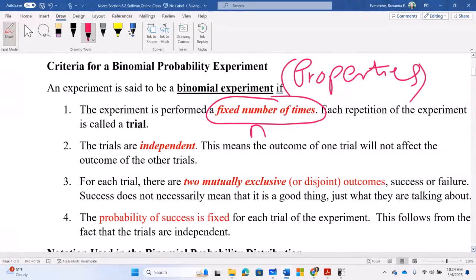Each repetition of the experiment is a trial. If you are throwing a dice, it's a trial. If you're flipping a coin, it's a trial. In other words, it's a probability, it's a chance. Each repetition of the experiment is called a trial.